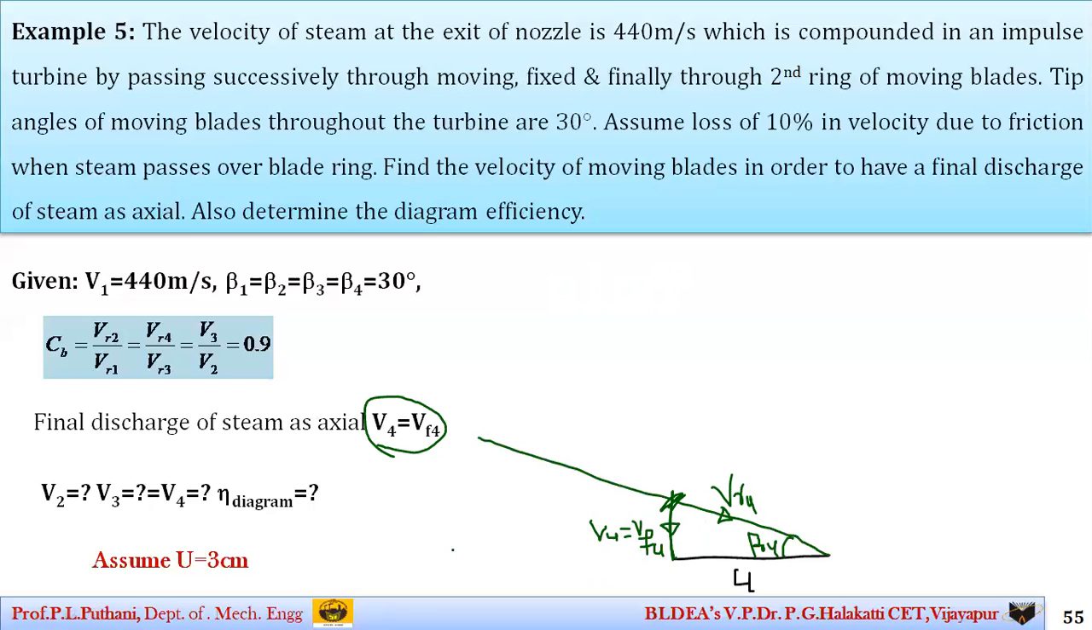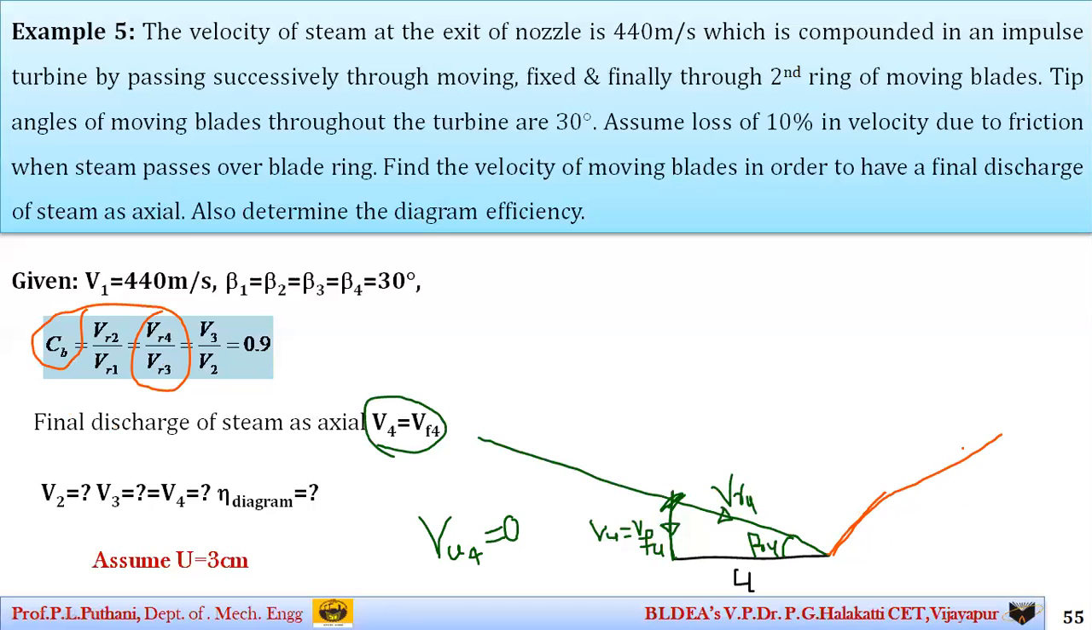And in this case, VU4 is equal to 0. Why? Because V4 is equal to VF4. Now once I have measured the value of VR4, using this relation, students, VR4 by VR3 is equal to CB. I have the value of beta 3, so I will draw beta 3 to the other side, that is 30 degrees. Somewhere here I will draw it. I have the value of VR4 by VR3 from this equation.